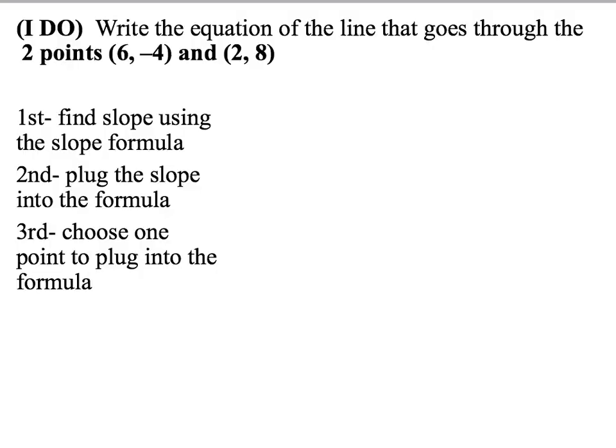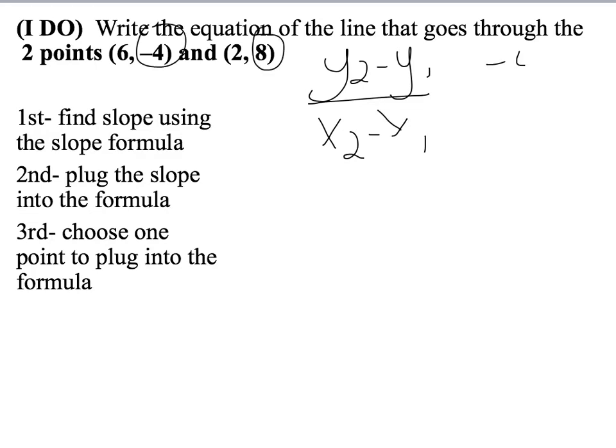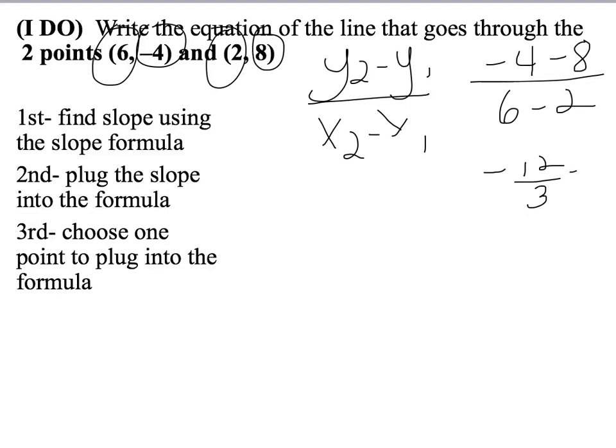Now we want to write the equation of the line that goes through the points (6, negative 4) and (2, 8). The first thing we need to do is find the slope using the slope formula. So negative 4 minus 8, and you could have done this the other way as well, over 6 minus 2. So I have negative 12 over 3, which is equal to negative 4. So my slope is negative 4.